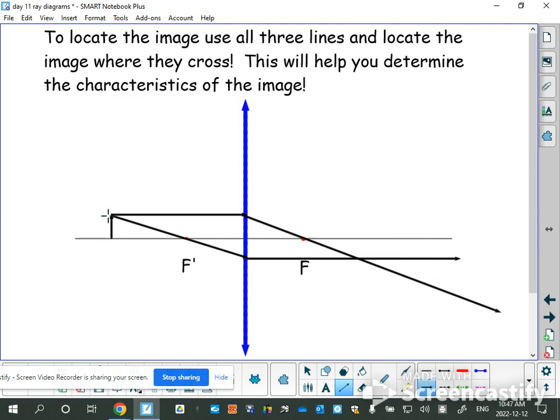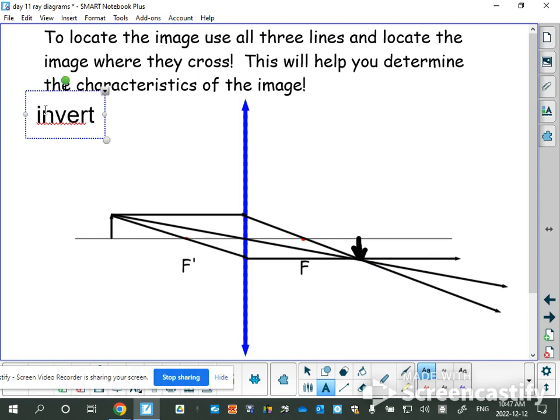axis. Third rule: top of the object, straight through the very center, the optical center of the lens, where this crosshairs happens. You'll see the 3 lines now cross. That's very nice. I can now draw in my image. Always draw your image in, right? You want to draw it in to show you understand this is where it's located, and then you will write your characteristics. So I can tell that this is inverted.